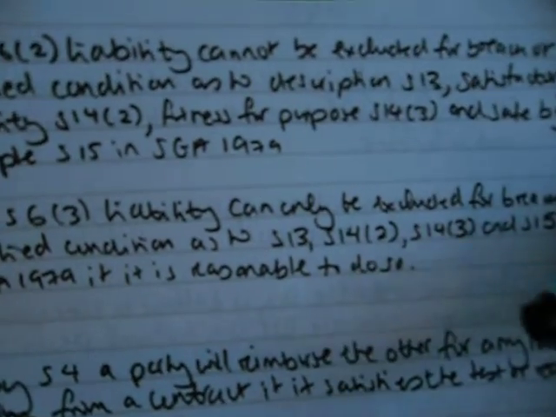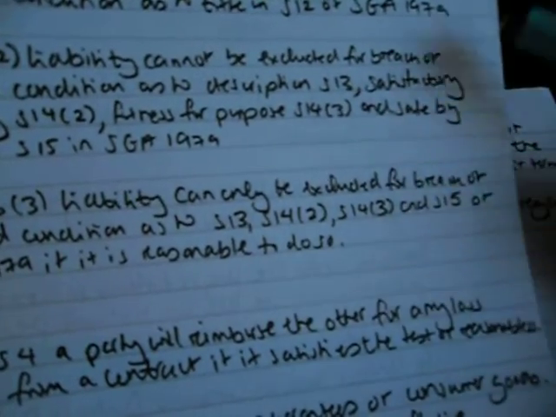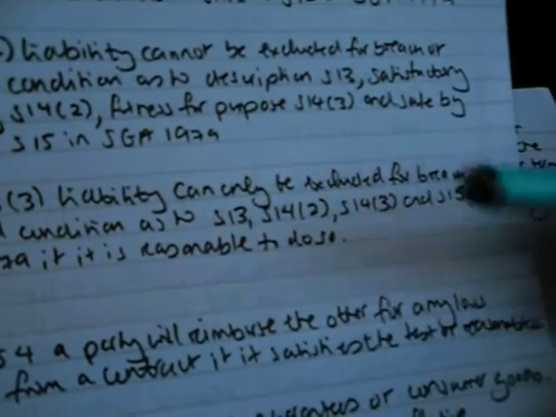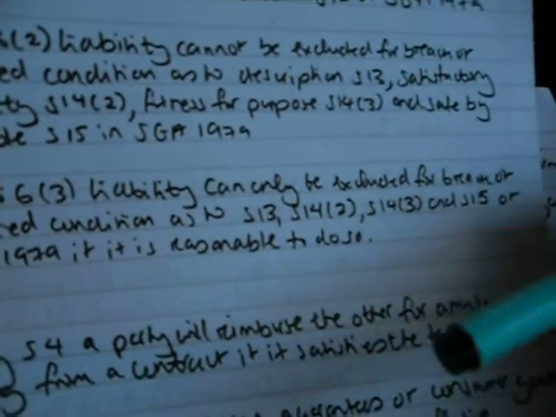by sample, section 15 of the Sale of Goods Act 1979. However, by section 6 subsection 3, liability can be excluded for breach of implied condition as to section 13, which is description, section 14 subsection 2, satisfactory quality, 14 subsection 3, fitness for purpose, and 15 by sample, under Sale of Goods Act if it satisfies the test of reasonableness.